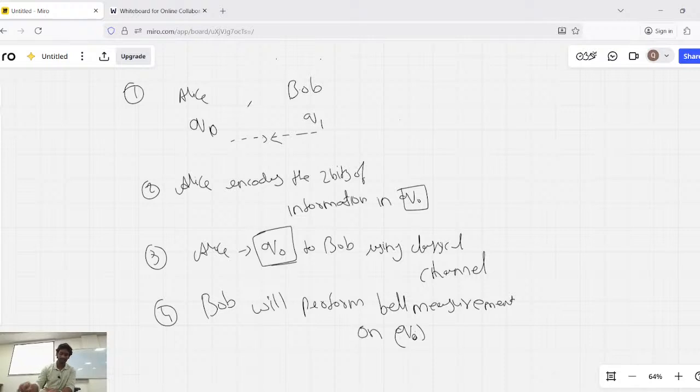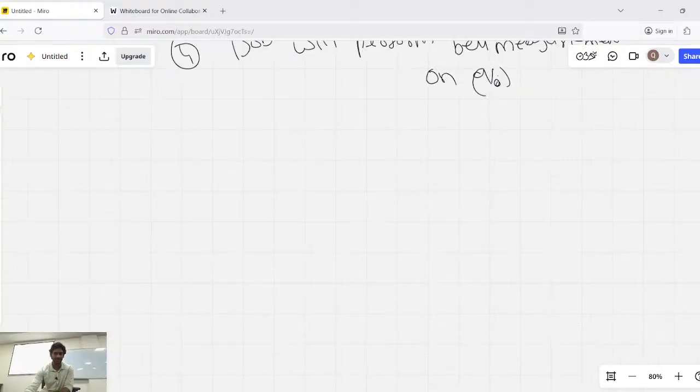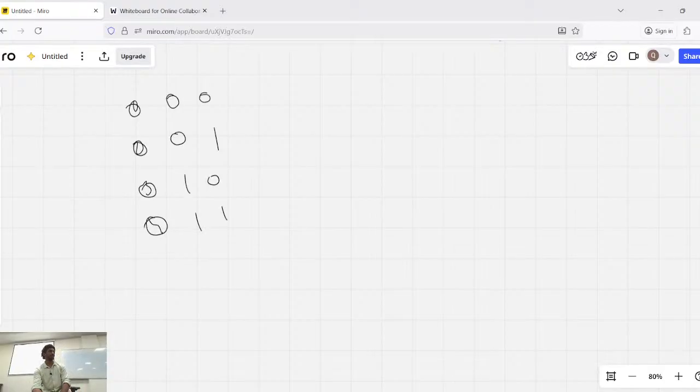Now, what exactly will happen in the second step? Because encoding the information is an important deal actually. That depends on the gates we are using. So when I say 2 bits of classical information, what can the information be? The information can be 00, 01, 10 or 11. So these are the possible pieces of information, right?